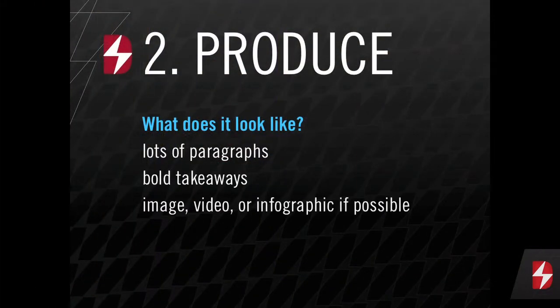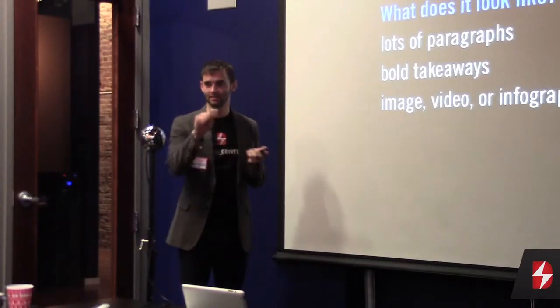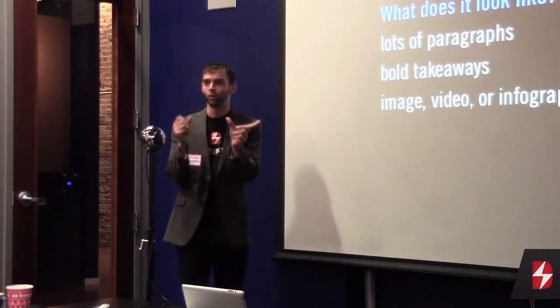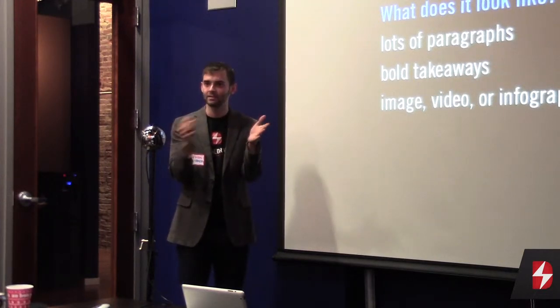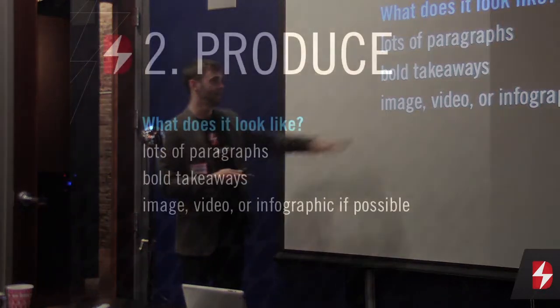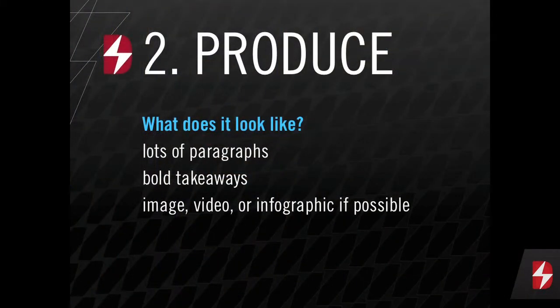What does it look like? Lots of paragraphs, again, so that it's very easy for people to digest. They come in, they just want to be able to scan it really quick. If you bold the takeaways at the beginning of the paragraphs, it's much easier for people to scan. They feel like when they leave, they've actually gotten something from it. And then images, videos, or infographics. They're easily digestible, and people are more likely to share those types of things with their followers.